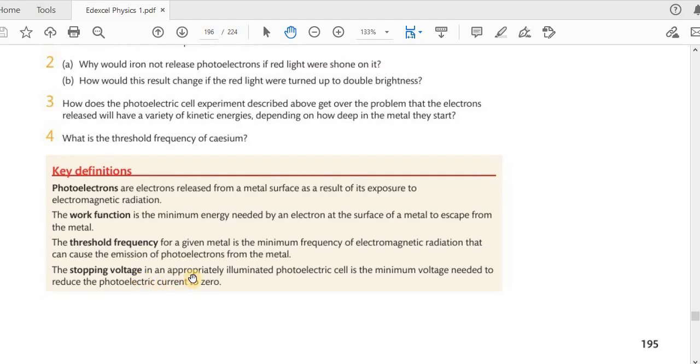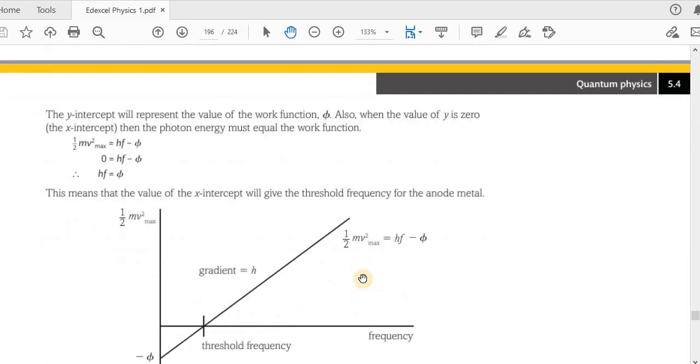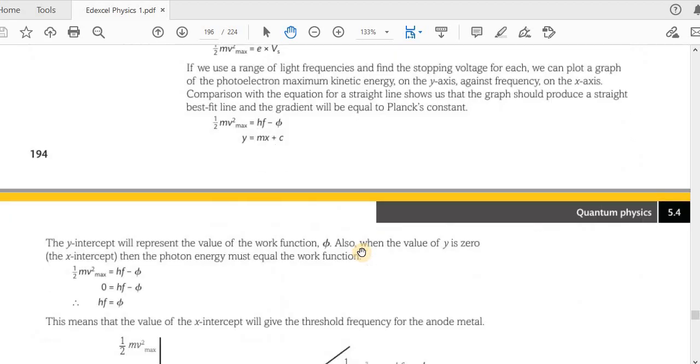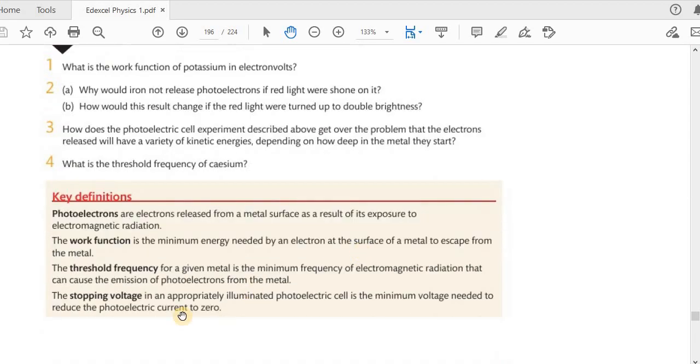The stopping voltage in an appropriately illuminated photoelectric cell. Illuminated means light is falling on it. This is the photoelectric cell. The stopping voltage in an appropriately illuminated photoelectric cell is the minimum voltage needed to reduce the photoelectric current to 0.